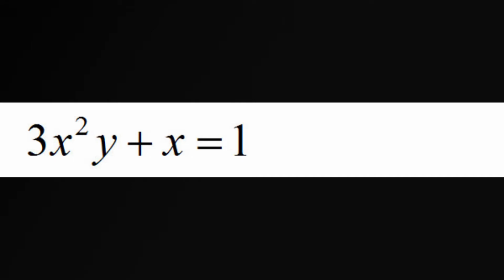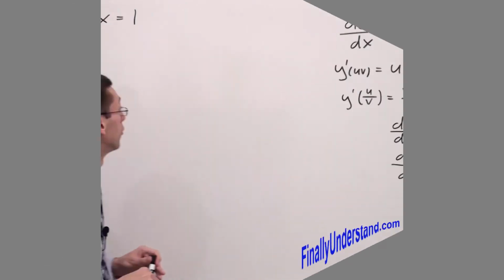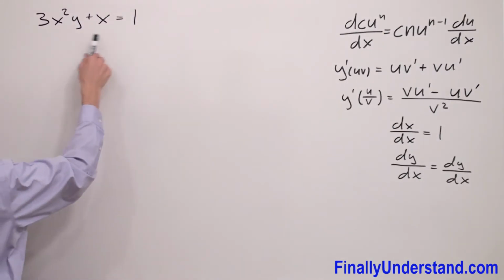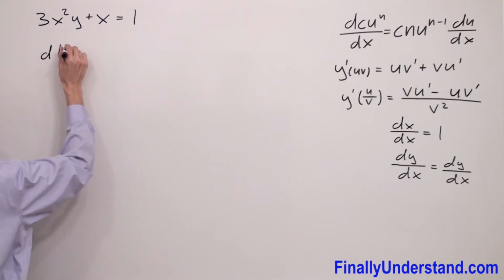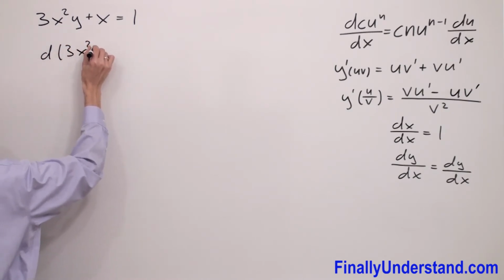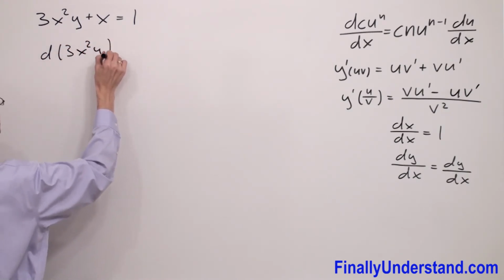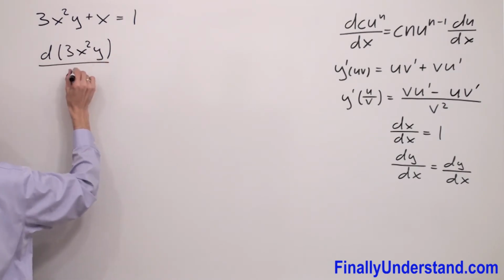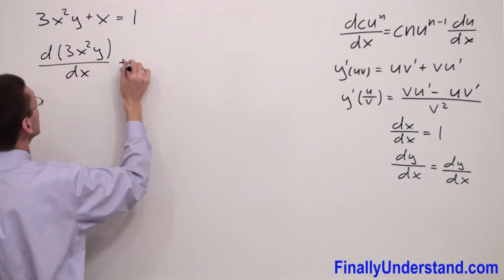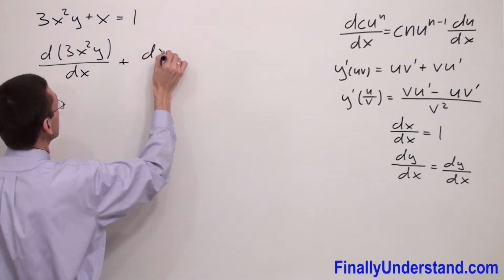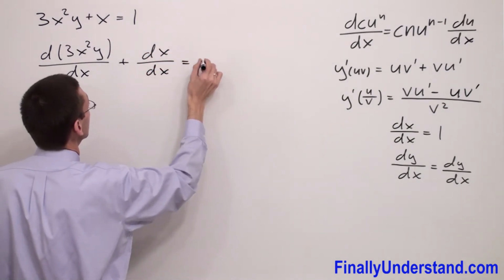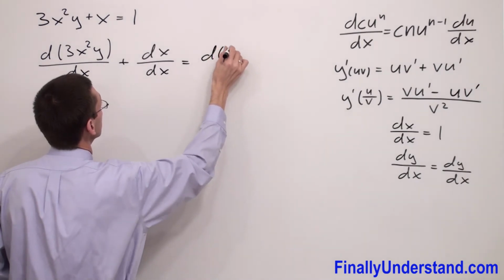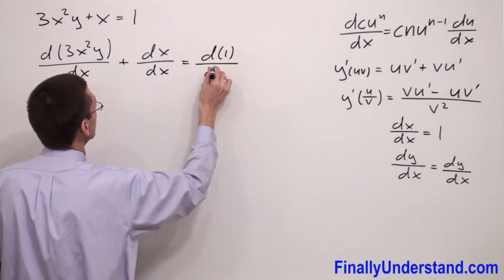We have another example on the board. First, we're supposed to find the derivative of each term of this relation. So we have the derivative of 3x squared y with respect to x, plus the derivative of x with respect to x, is equal to the derivative of a constant with respect to x.